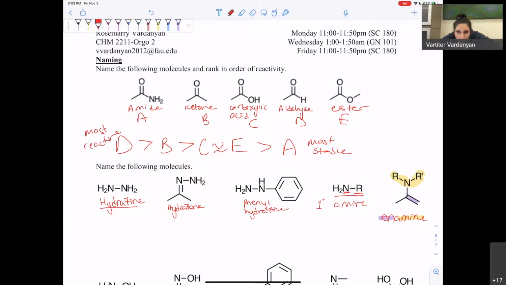So someone asked for which reaction this trend is true. It's true for everything, basically. For whatever reaction in this chapter we're doing, this is the order of reactivity. And remember, the carbonyl is the electrophile.